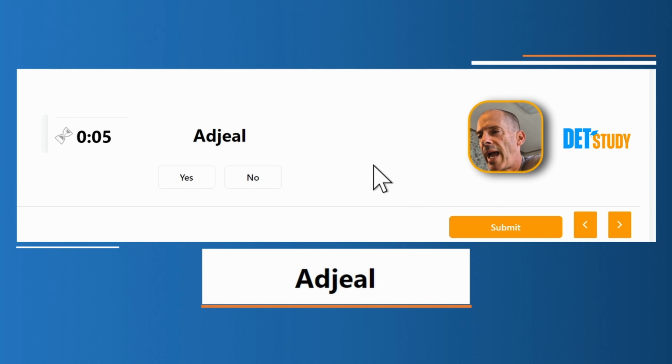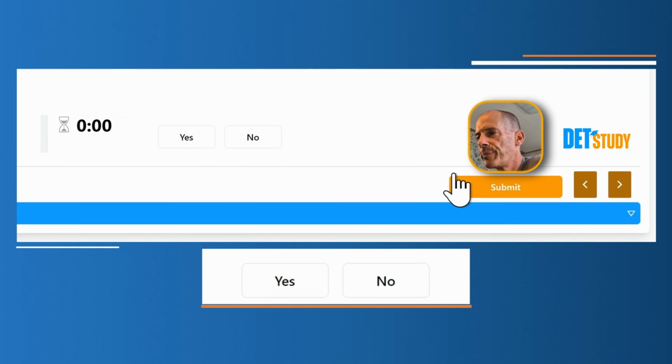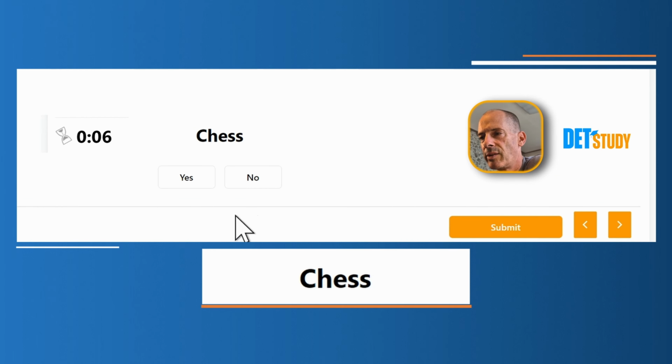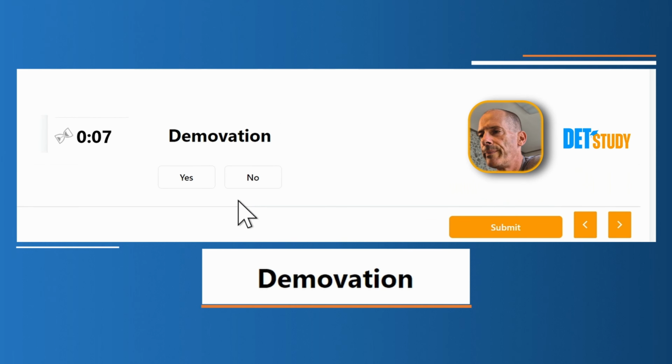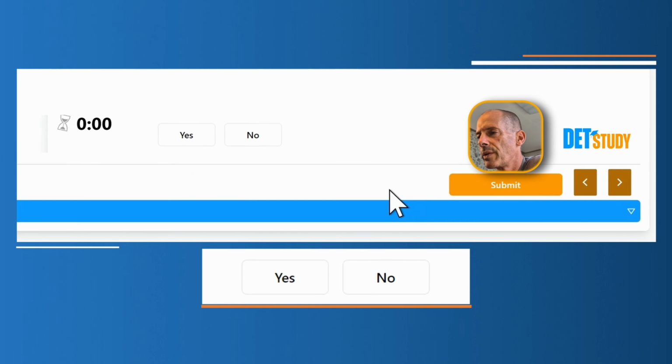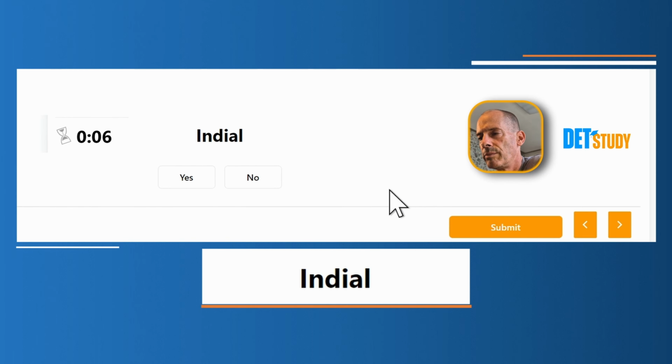Agile. Not a word. Chess. That's a great game. Chess is a great game. Invivation. Not invitation, invivation. Not a word. Demovation. No. Indial. No.